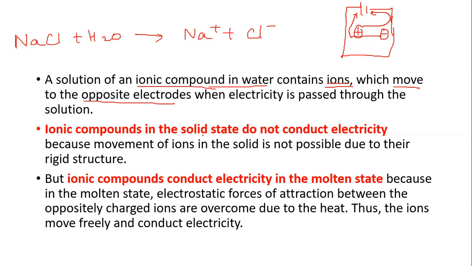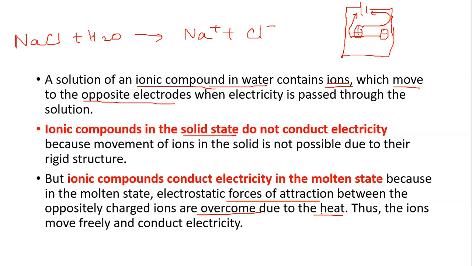So ionic compounds in the solid state do not conduct electricity because in the solid state, the position of ions is fixed. Movement is not possible because of their fixed structure. But if they are melted, in the molten state, the force of attraction between the ions is overcome due to the heat supply. So the ions start moving freely and then they will conduct electricity.